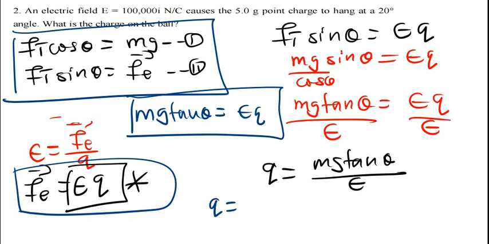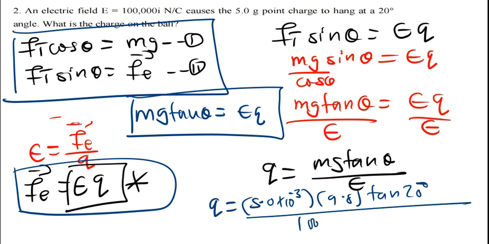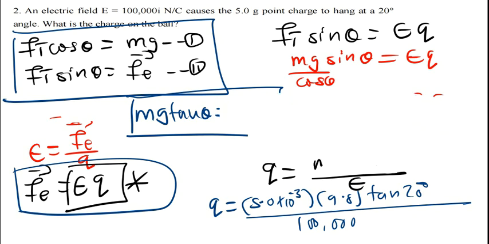So in this case, let's go ahead and see what our charge is going to be. The mass is 5. Now this 5, we convert it to kgs, divided by 1000, or just say 5.0 times 10 to the power negative 3, then times 9.8 times tan 20 degrees divided by 100,000. What is our Q? So our charge will be equal to, if I get my calculator, 5.0 times 10 to the power negative 3 times 9.8 times tan 20. The answer is divided by 100,000.